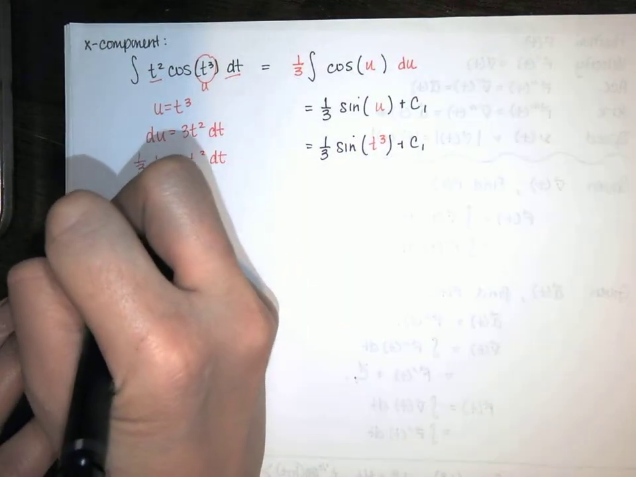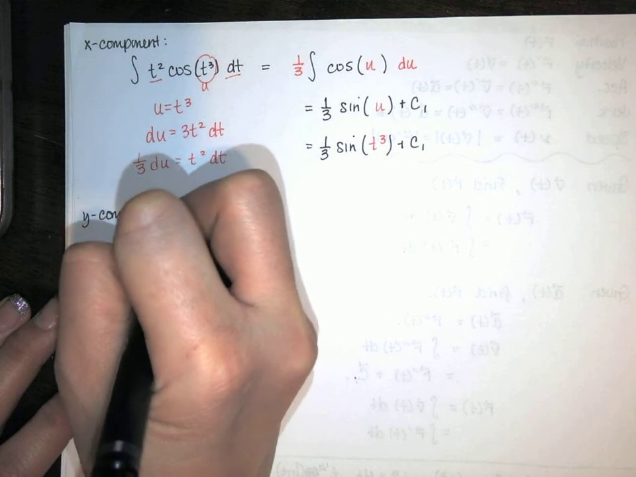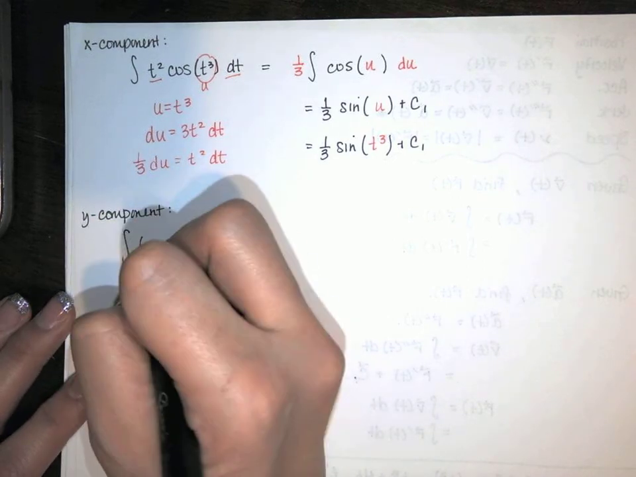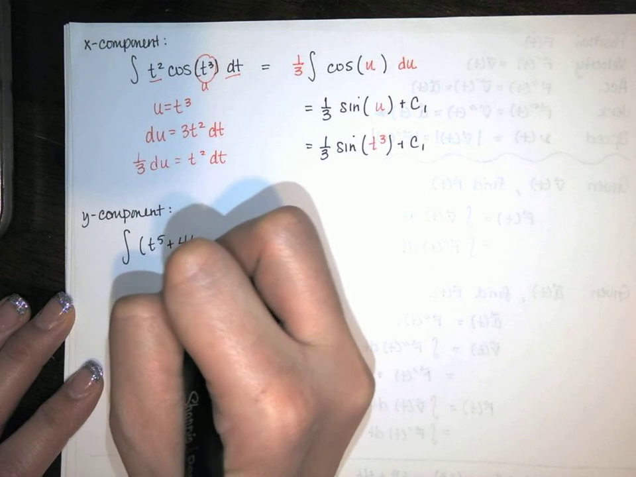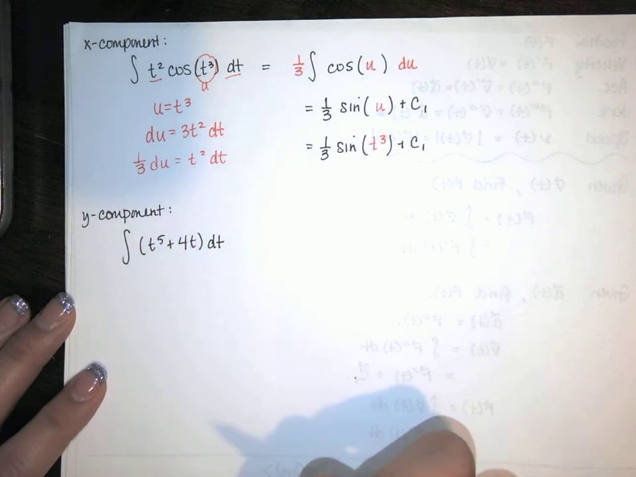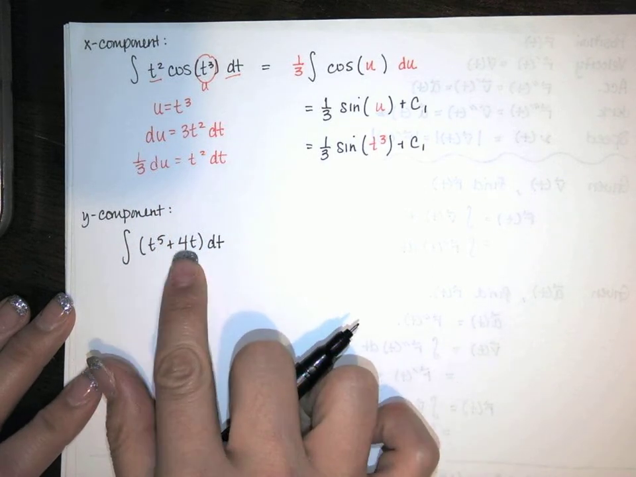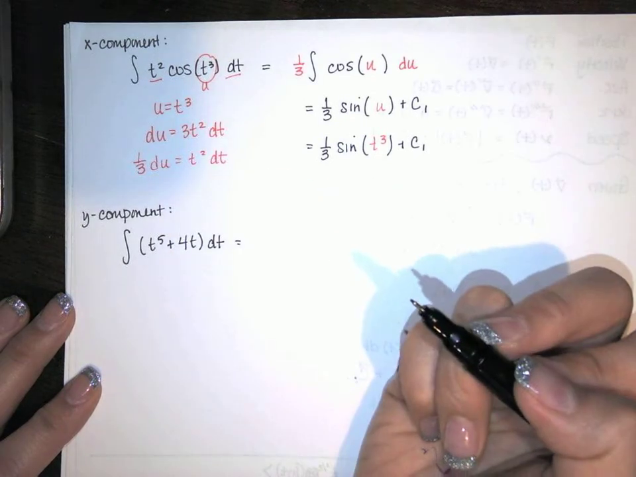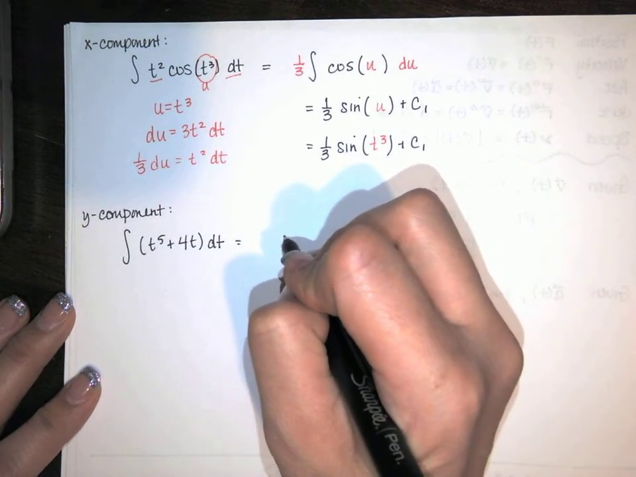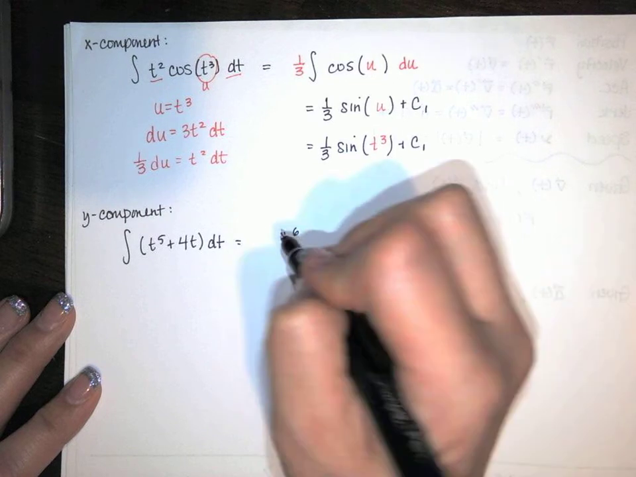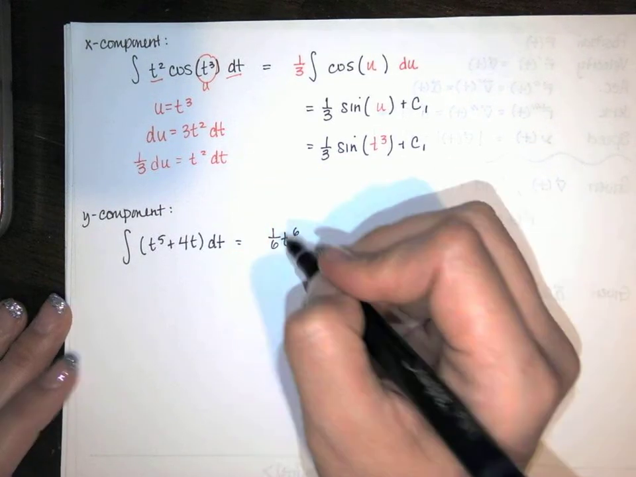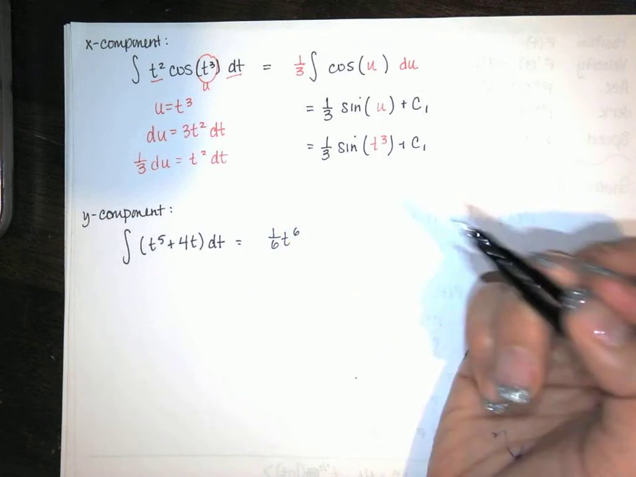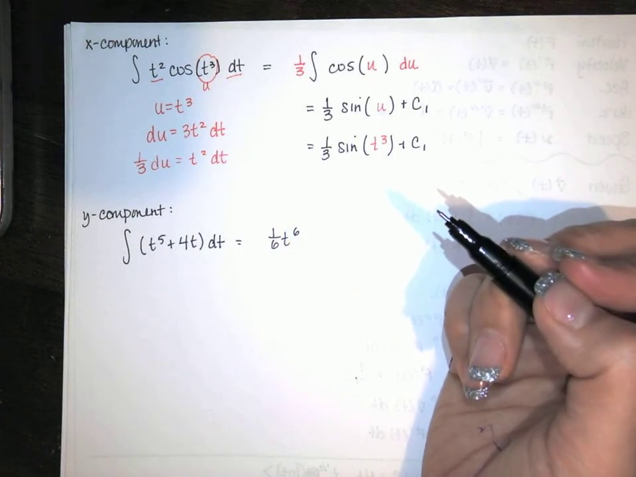Our y component was a little easier. It was just a polynomial. We had t to the 5th plus 4t. You're just going to use a power rule here and a power rule here. Remember what we do. If there's a constant out front, you'd bring it down. It's just a 1, so we don't. Then we add 1 to the exponent and divide by the new exponent. Or multiply by 1 over the exponent, same thing. So I get t to the 6th over 6, or t to the 6th times 1/6.